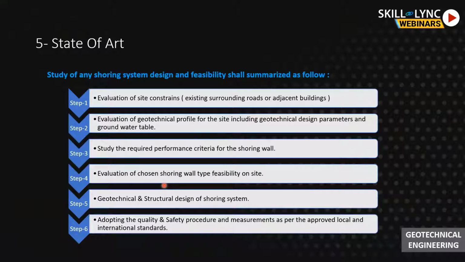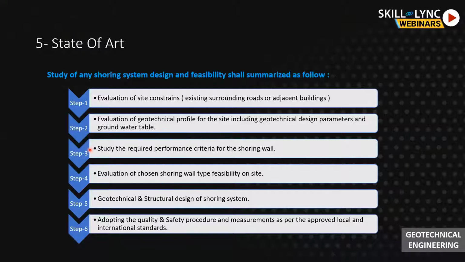Now we can summarize what we have said today. In order to design and study any shoring design or watertight system shoring design, we first have to evaluate the site constraints. If we have existing buildings, existing tunnels, existing roads around us, we have to evaluate what is the required quality of this wall and what is the performance criteria. Second step is evaluation of the geotechnical profile, and this is a very important point. If we have very weak soil layers, we have to get the geotechnical parameters for those layers, and we have to have good judgment for the geotechnical design parameters.